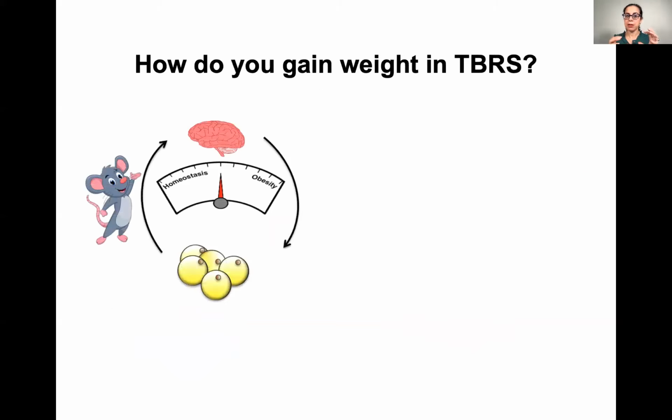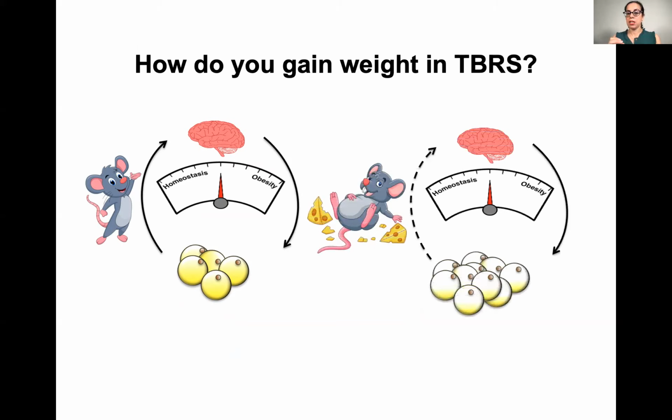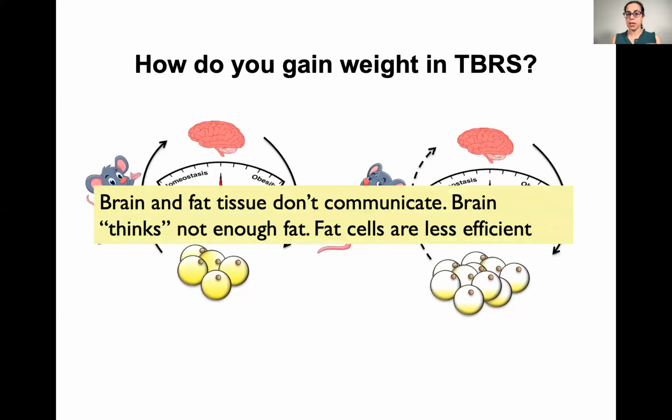So if I summarize this part, in a normal mouse, there is a communication between the brain and the fat tissue where we control the number of cells or the amount of fat we need to store, and the brain controls the feeding to regulate how much we need over time. In TBRS, there is no communication. The brain doesn't know that there is enough fat, and the fat doesn't release signals to the brain that tell it no more feeding. So something is broken in the communication between the brain and the fat tissue, where the brain knows that there isn't enough fat, and the fat cells are less efficient.